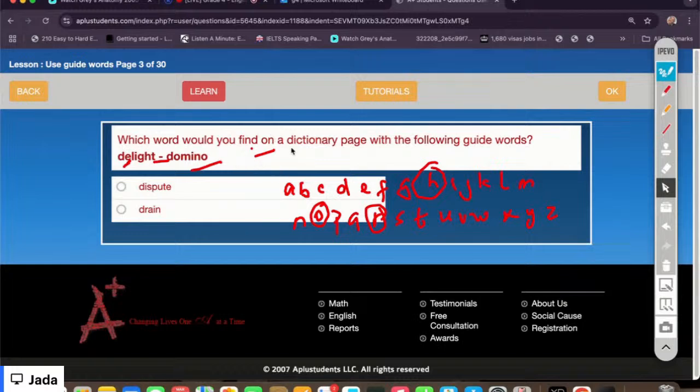So what word can we find in between delight and domino? Is it dispute or drain? Which word can we find in between delight up until domino?